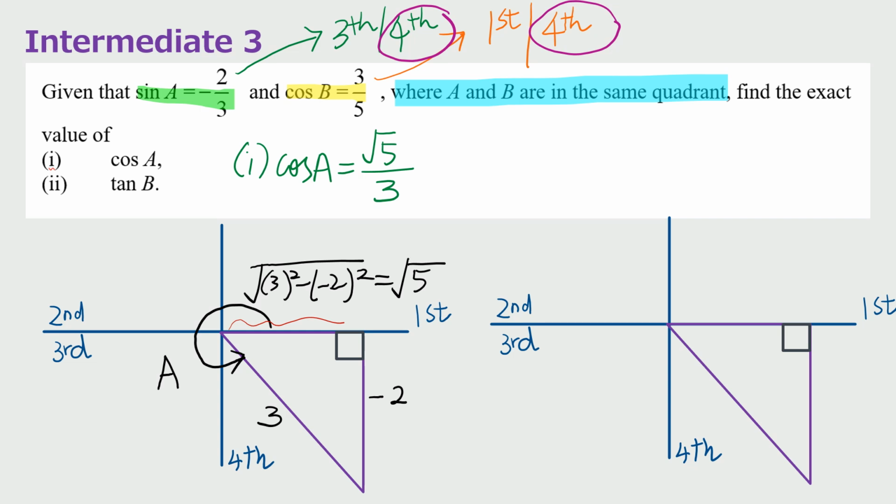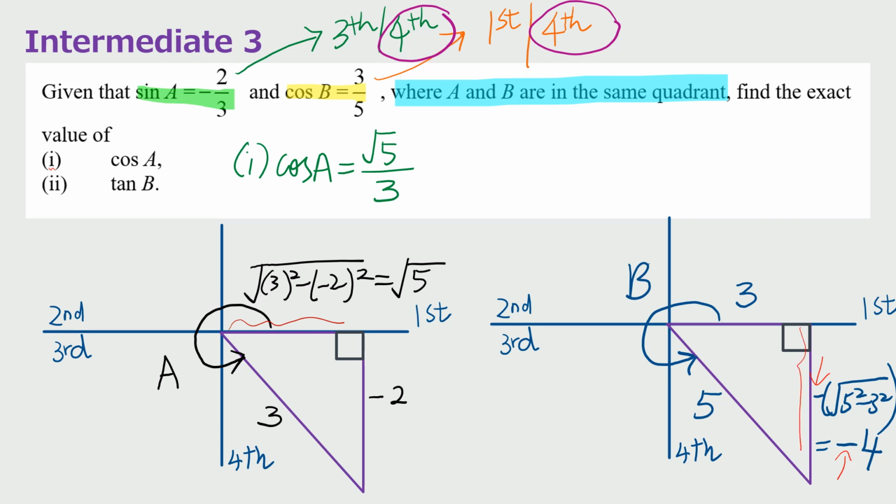Let's look at the second diagram. Cosine B is 3/5. Cosine is adjacent over hypo, so both values are positive, positive 3, positive 5. And then you can use Pythagoras theorem to find the opposite side, and look at what we have here. Make sure you put the negative there, because this length is actually below the x-axis, so it's a negative value.